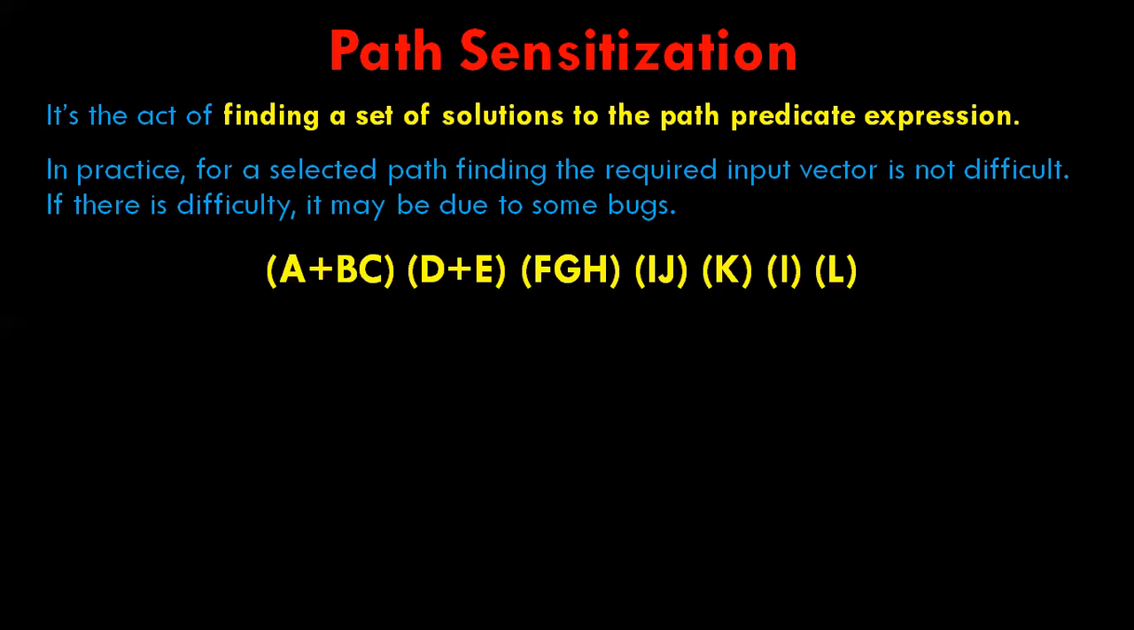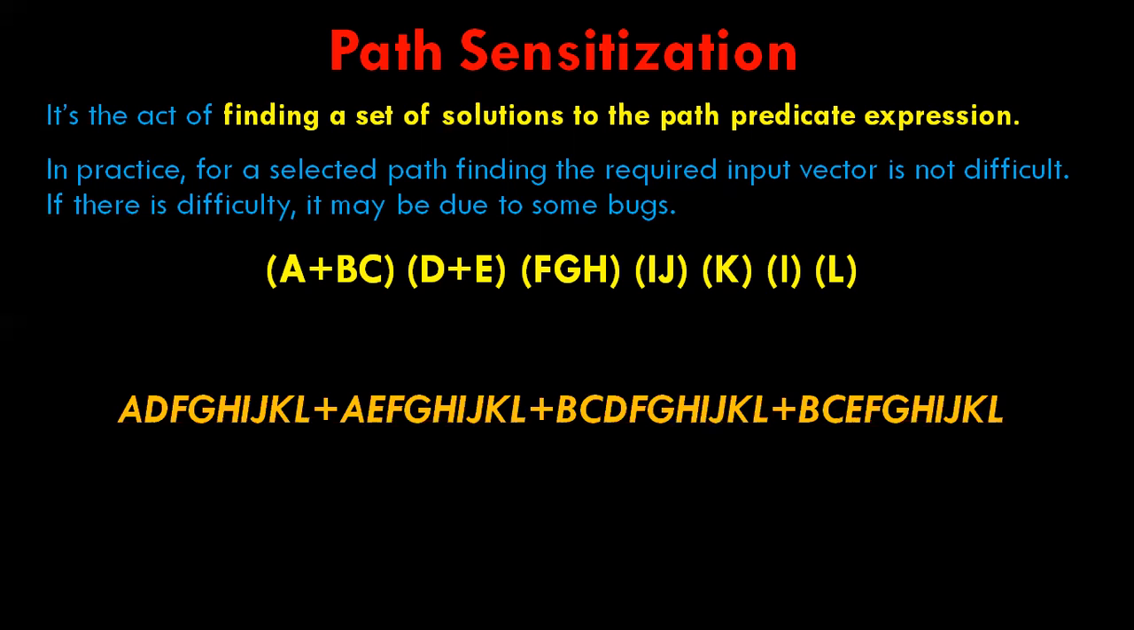These A, B, C, D, all of these are called simple predicates. Here, the Boolean expression is converted into sum of products format by multiplying the terms in the given expression, and finally we get ADFGHIJKL + AEFGHIJKL + BCDFGHIJKL + BCEFGHIJKL.